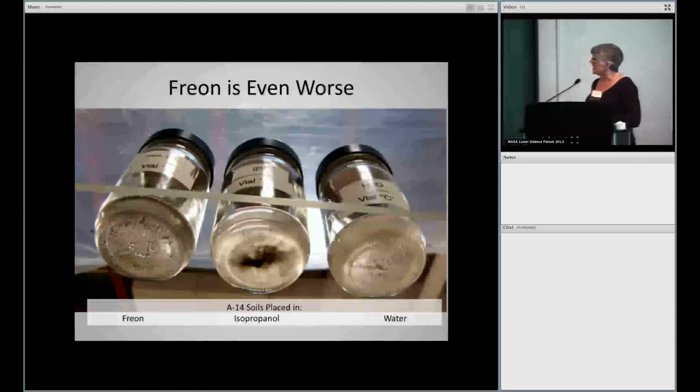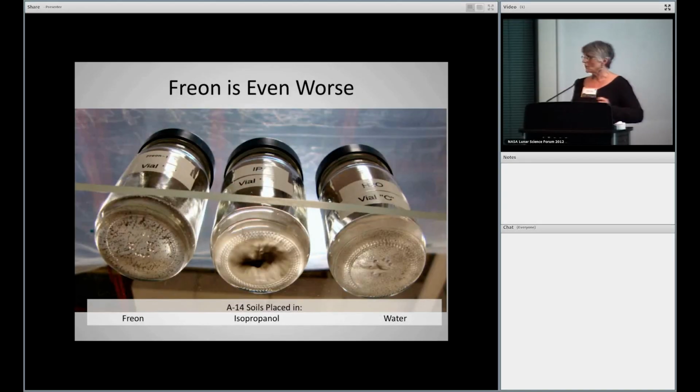I did another test because I just wanted to make sure what I was seeing was right. I took the same amount of soil, more or less. This is an Apollo 14 soil. This is a jar with some Freon in it. This jar has isopropanol, and this jar has water. You can see that the water has a lot of very small particles, very well segregated. You can see that the Freon has fewer larger particles, and that the isopropanol has a very broadly distributed area. You don't see clumping in this isopropanol sample the way you do in the other two.